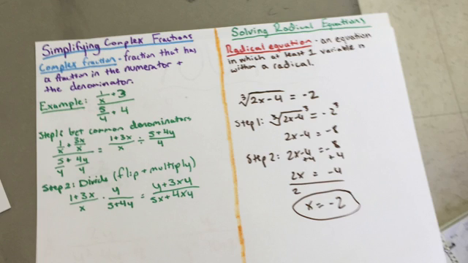And for solving radical equations, a radical equation is an equation that has at least one variable within a radical. So the example is the cube root of 2x minus 4 equals negative 2. So first, you want to cube it. So you put it to the third power on both sides. So you cross out the root, and so you get 2x minus 4 equals negative 8. And then you add the 4 over and divide by 2, and your final answer is negative 2.